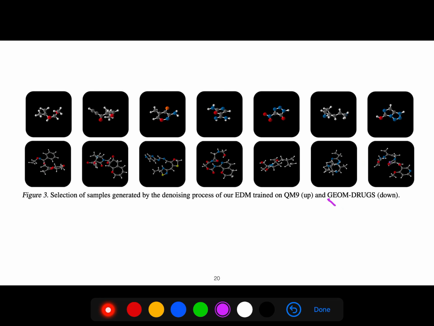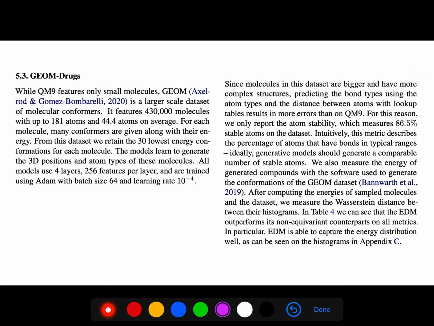So they use these GEOM drugs datasets here. For QM9 samples is here. The first row is QM9. As you see, GEOM drugs are more complex molecules, like a real drug. And they say that QM9 is only small molecules. GEOM is a larger data set. It features 4,300,000 molecules, up to 181 atoms and 44 atoms on average.